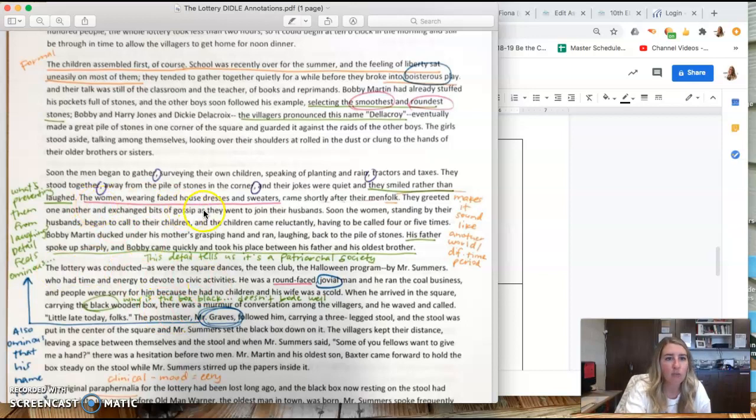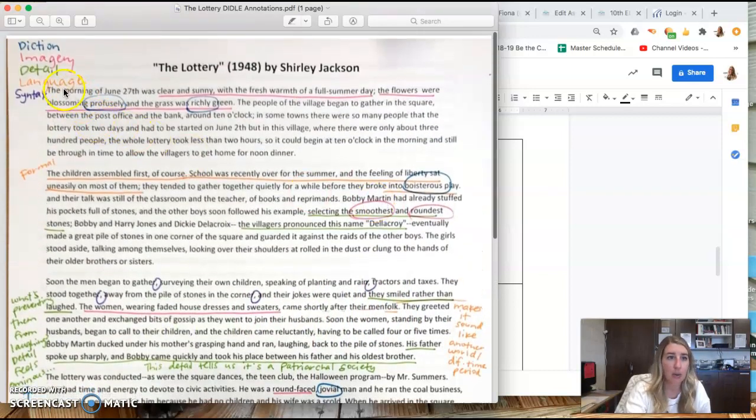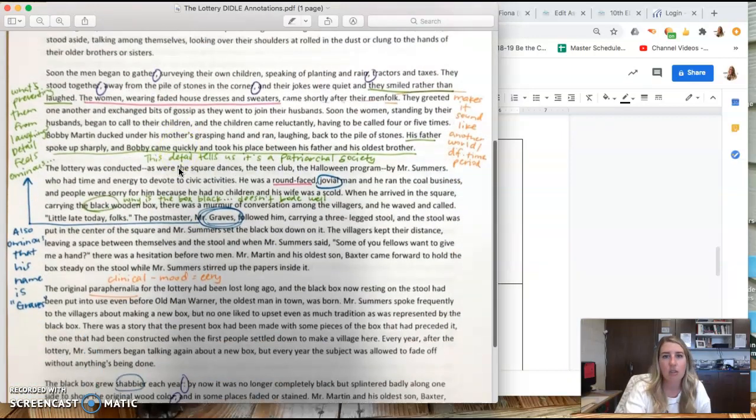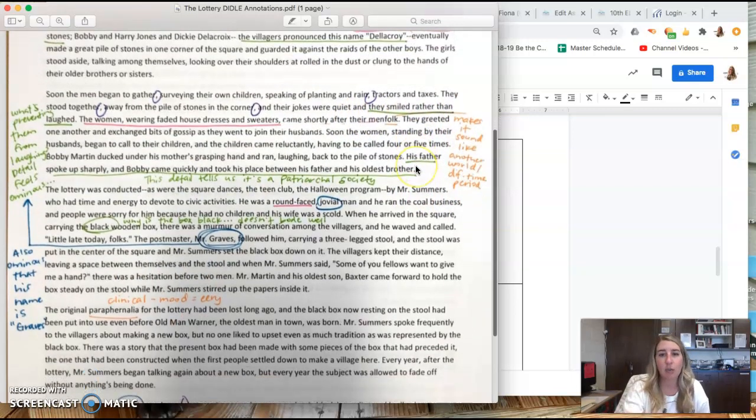The women wearing faded house dresses and sweaters. So to me, I can picture that, so I consider it to be imagery. Came shortly after their menfolk. So to have a word like menfolk, I used this as language, but it could also be diction. That word choice there makes it sound like it's another world, that they're from a different time or a different place. And as you keep reading, we find out that this is a dystopian society. It's not like, you know, downtown Salt Lake. All right, let's skip ahead a little bit more.